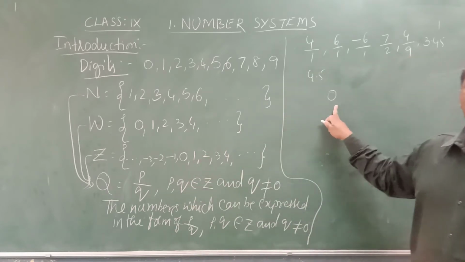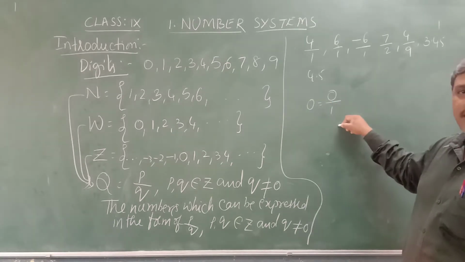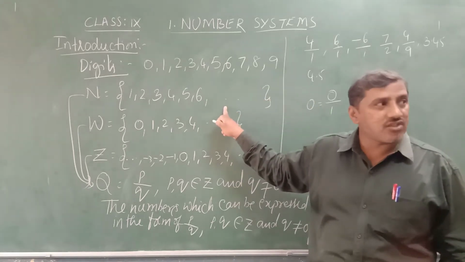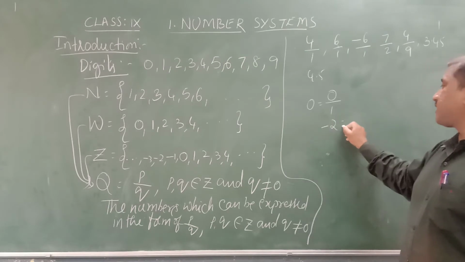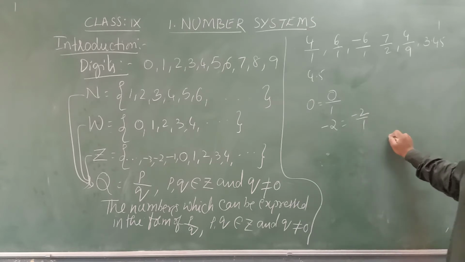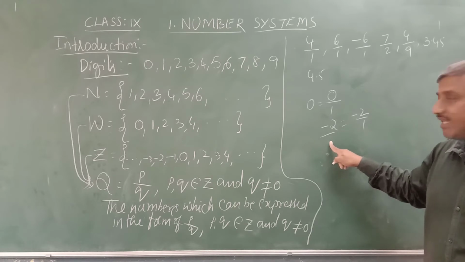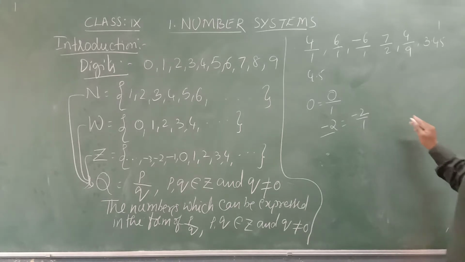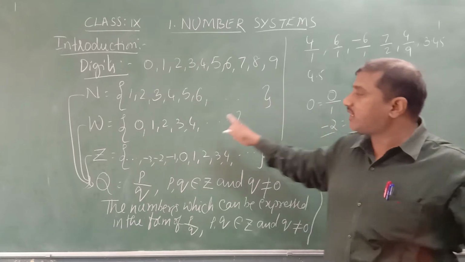0 is a rational number and it can be expressed in the form of 0 by 1. 0 is equal to 0 by 1. It is a rational number but it is not a natural number. Then minus 2 can be expressed as minus 2 by 1, that is P by Q form. Minus 2 is an integer. Minus 2 by 1 is expressed in the form of what? A rational number. So minus 2 is also a rational number and minus 2 is not a whole number.